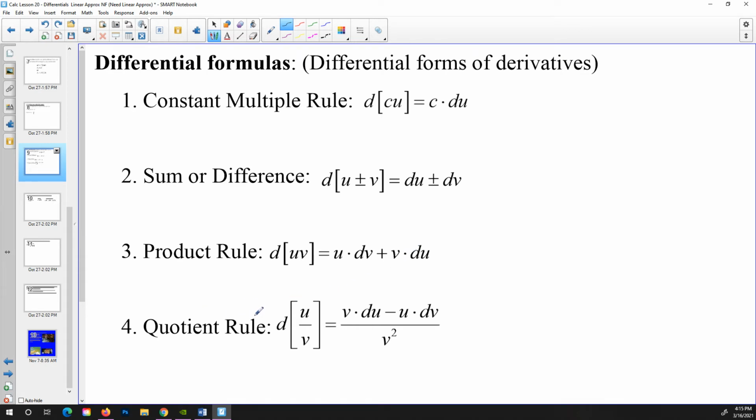And then the quotient rule, remember our "Hodee-hi minus Heidi-ho all over ho-ho," the same thing. The differential of a quotient of two expressions is the bottom expression left alone times the differential of the top function minus the top expression left alone times the differential of the bottom expression, all over the bottom expression squared.